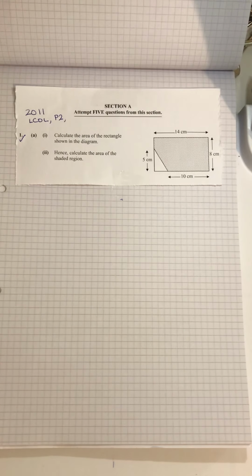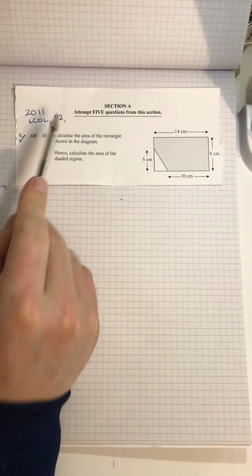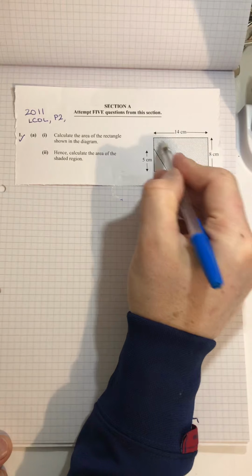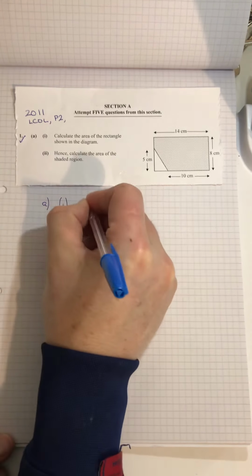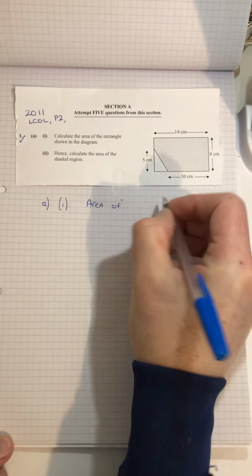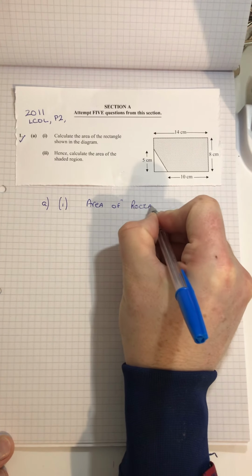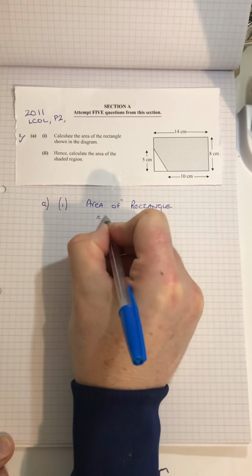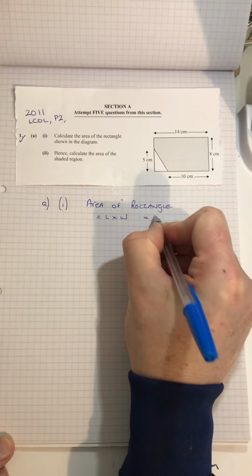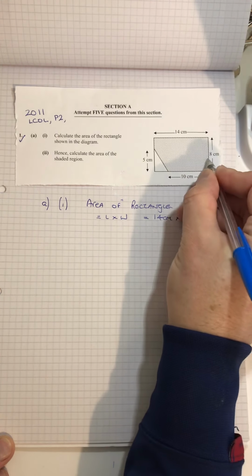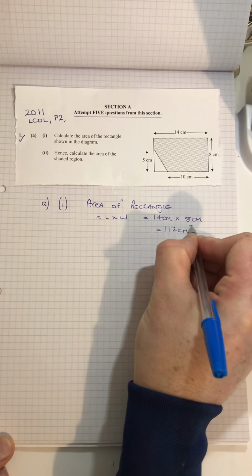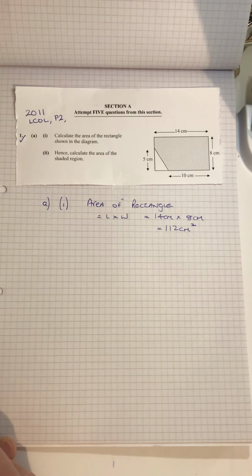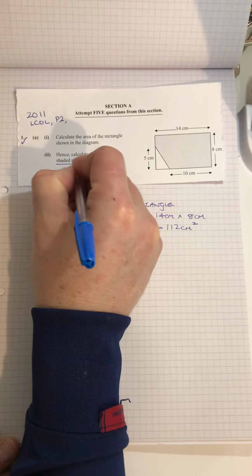So this is 2011 Leaving Cert Ordinary Level question 1 on paper 2. We're asked to find the area of the rectangle. So part 1, area of rectangle is equal to the length by the width, which in this case is 14 centimeters by 8 centimeters, which is 112 centimeters squared. For part 2, we want the shaded region.